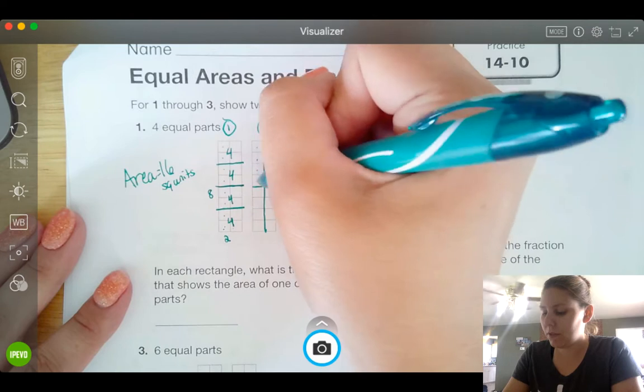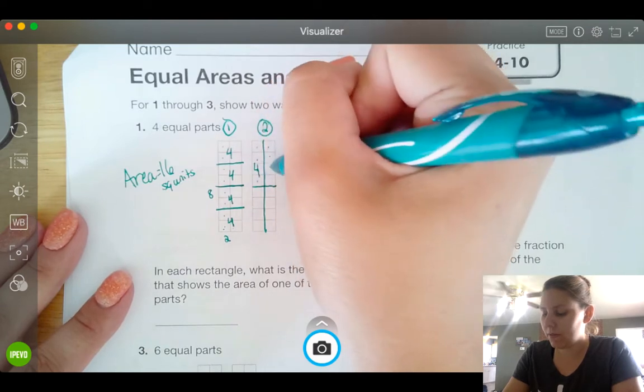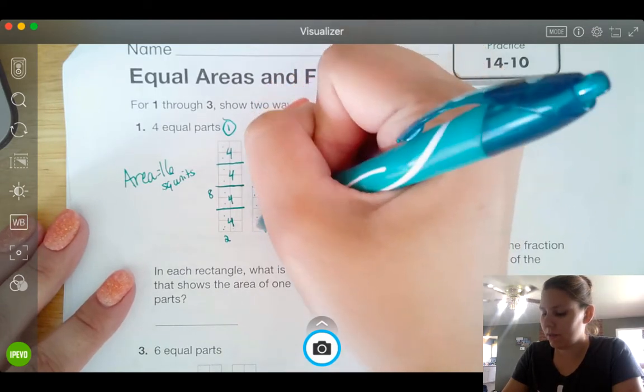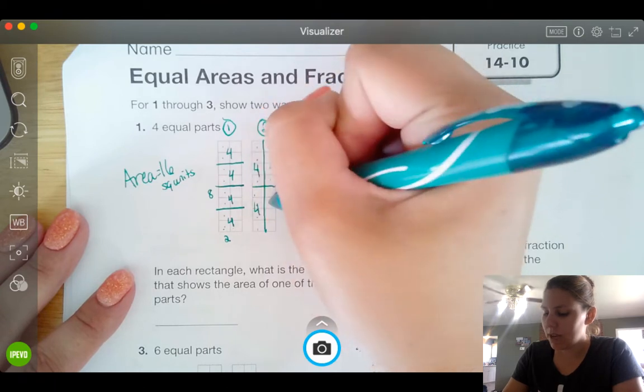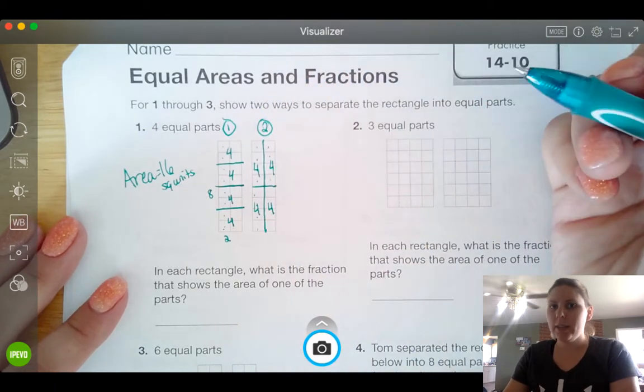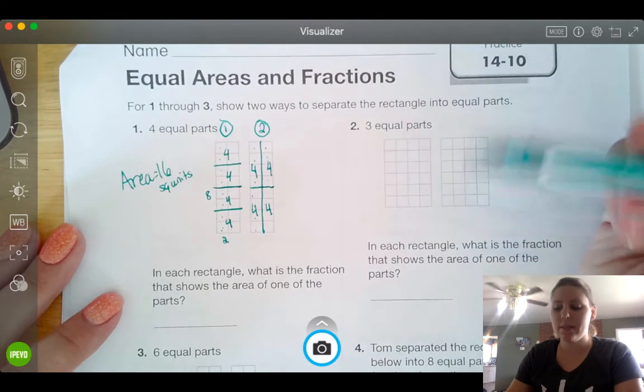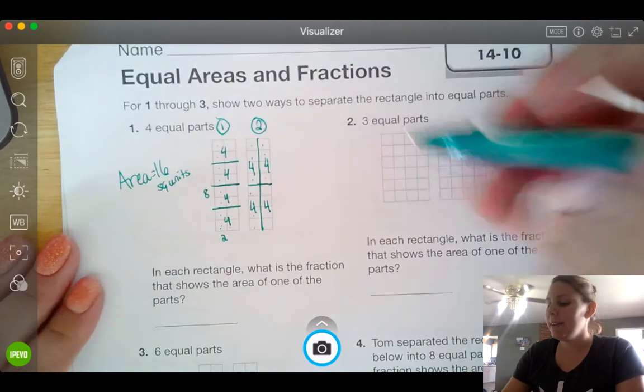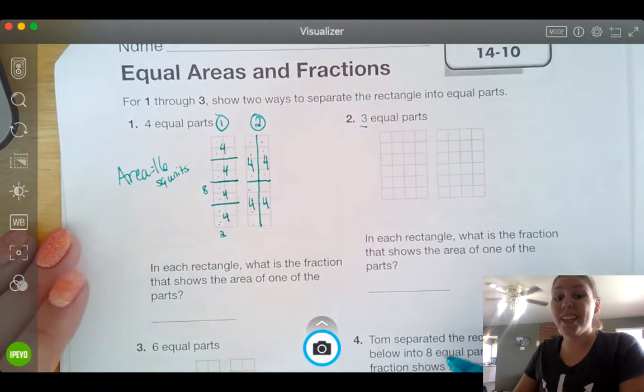1, 2, 3, 4, 1, 2, 3, 4, 1, 2, 3, 4, and 1, 2, 3, 4. As long as I have four equal pieces, four pieces with four in each piece, then we are good to go. Now this next one's a little trickier. It wants three equal parts.